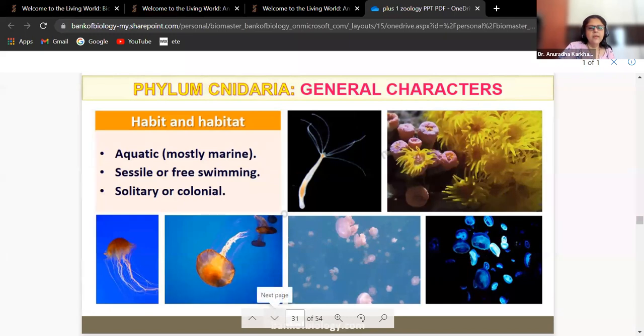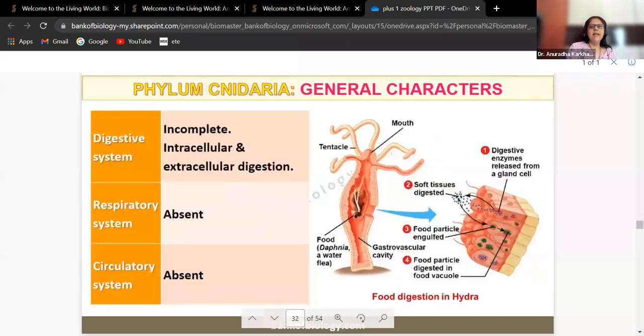Okay, then the digestive system is incomplete. Do you know what we mean by an incomplete digestive system? They are going to have the mouth and anus as only one opening. That is called an incomplete digestive system.